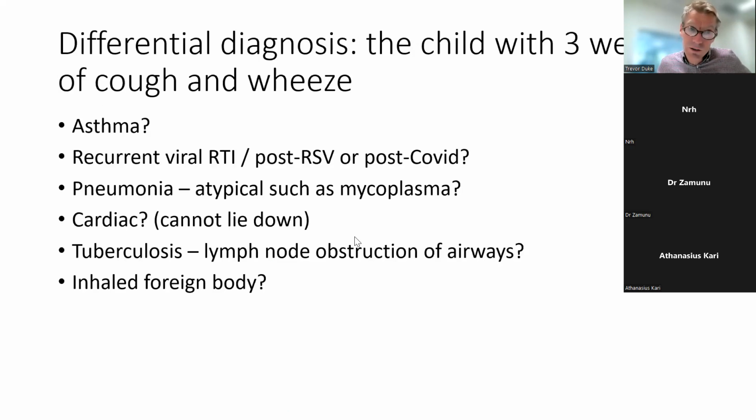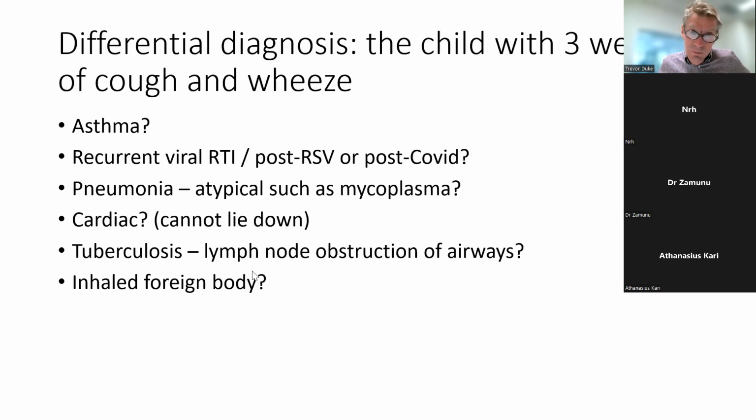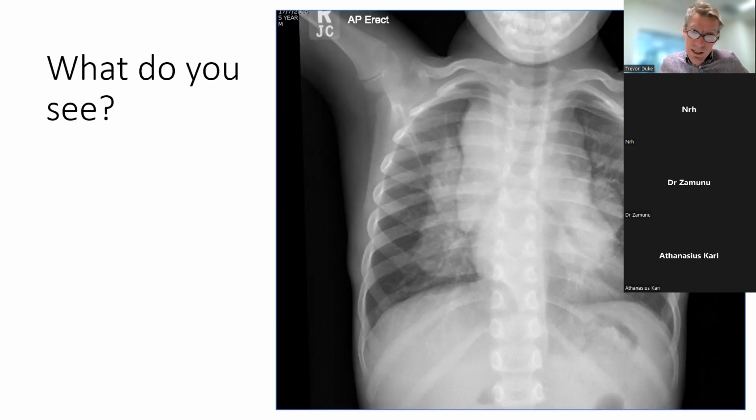Because his white cell count on his blood film was normal. It's not very high, but it could be a lymphoma. Yeah, that's right. And so this child had a lymphoma, and the lymphoma was obstructing his airways. And you can get this with the mediastinal mass. It's relatively common in children, either with a T-cell lymphoma or with Hodgkin's disease.